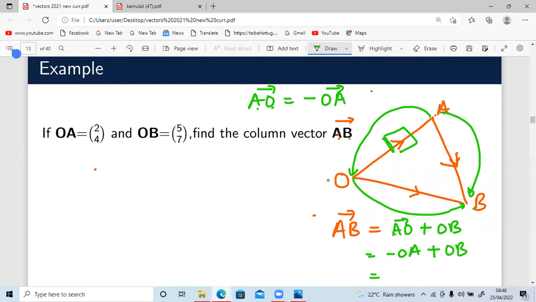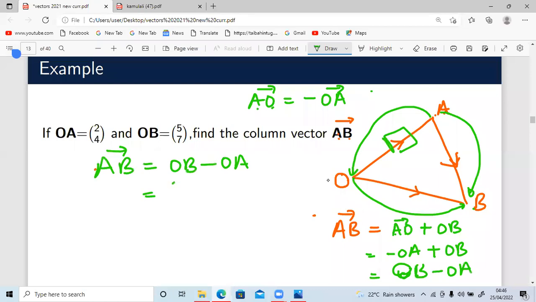You can write this in a better way, starting with the positive, OB minus OA. So if you want to find our column vector A to B, then I'll have O to B minus O to A. Are we together?